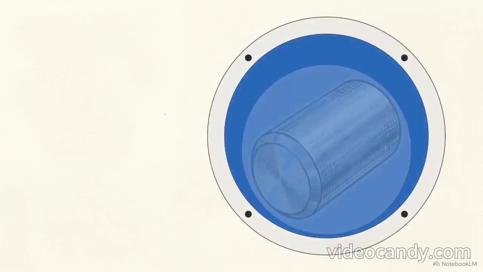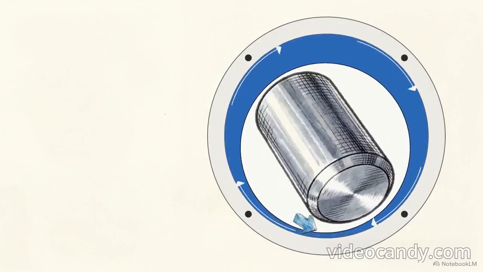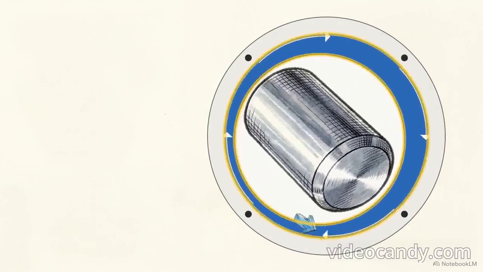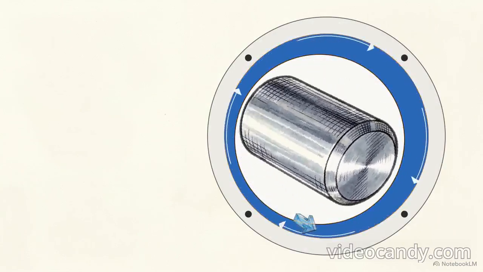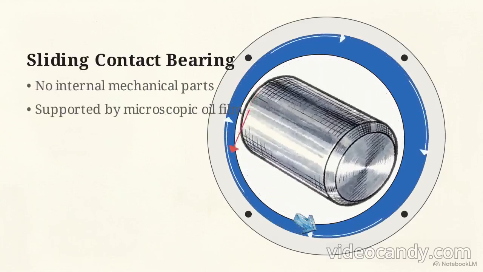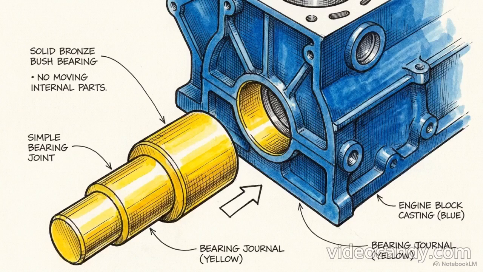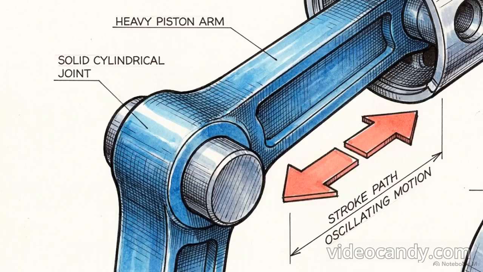As the shaft rotates, it drags this lubricating oil underneath itself, creating a hydrodynamic wedge. The shaft physically lifts off the metal lining and floats entirely on a microscopic film of oil. Because there are no internal mechanisms separating the metals, this is categorized as a sliding contact bearing. This lack of moving parts makes bush bearings exceptionally quiet and excellent at dampening vibration. You will frequently find them supporting oscillating or reciprocating shafts.